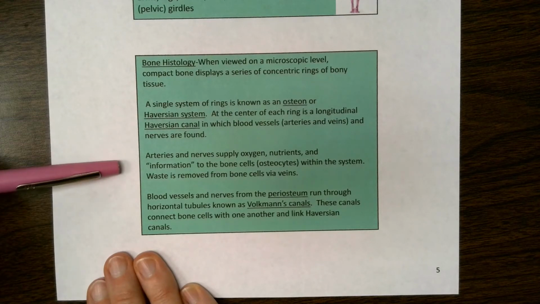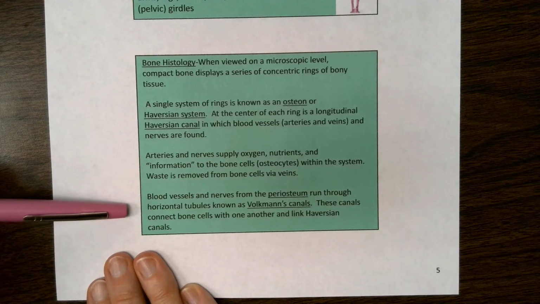And again, when we're talking about arteries, they are going to supply oxygen and nutrients to the osteocytes. The nerves are going to supply information, and then the vein is going to drain the bone, specifically of carbon dioxide and other nitrogen waste products from those cells.